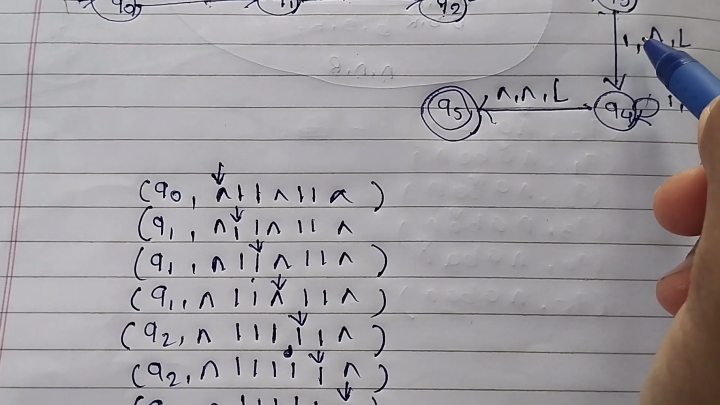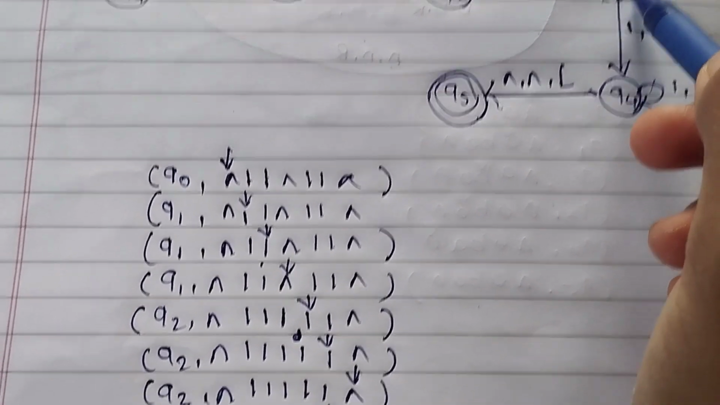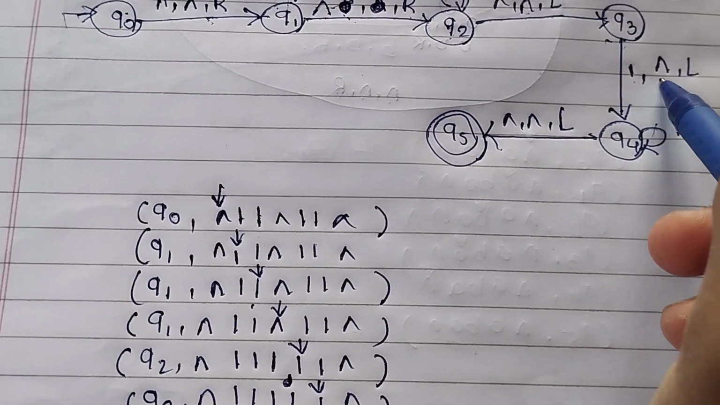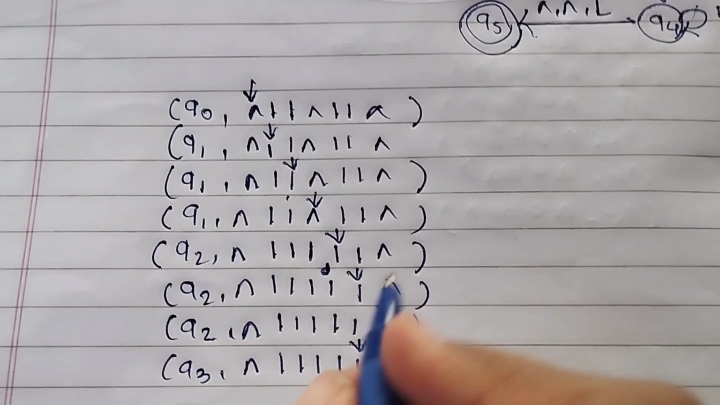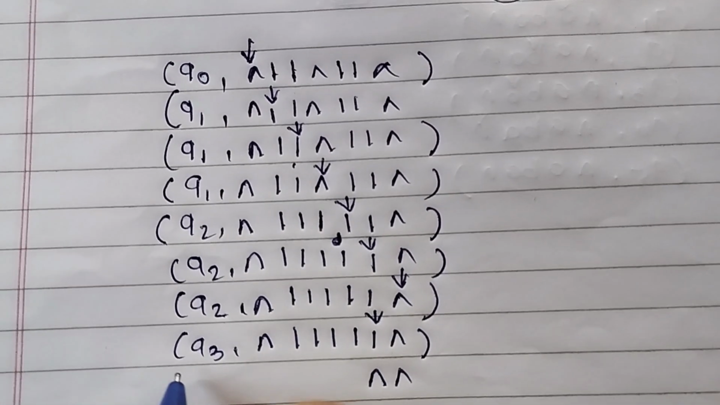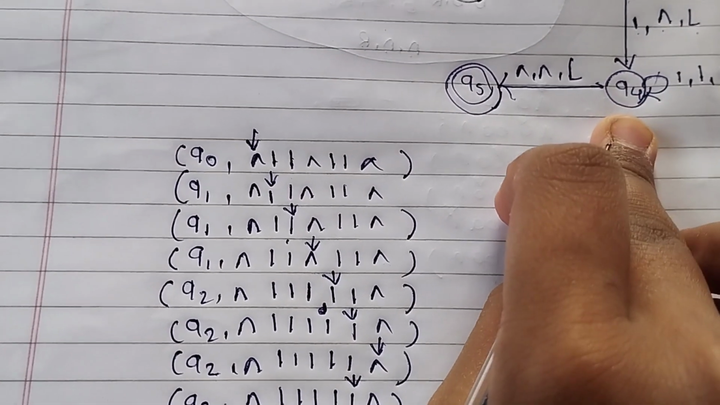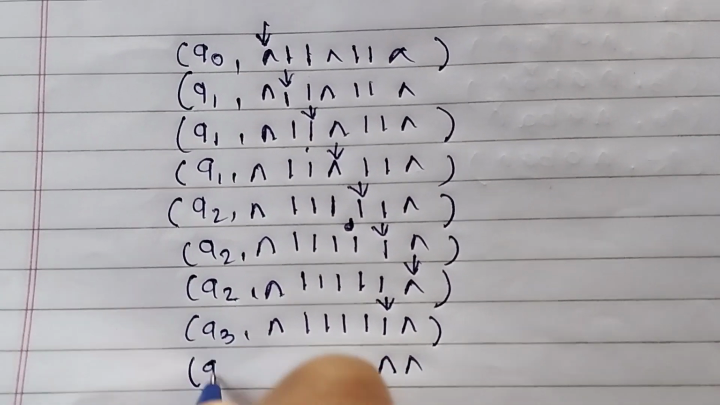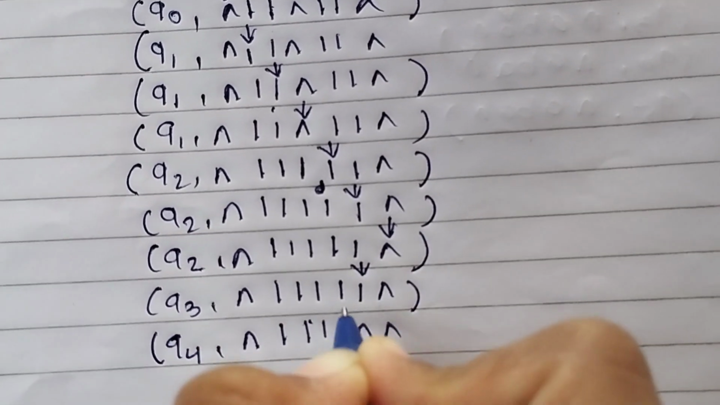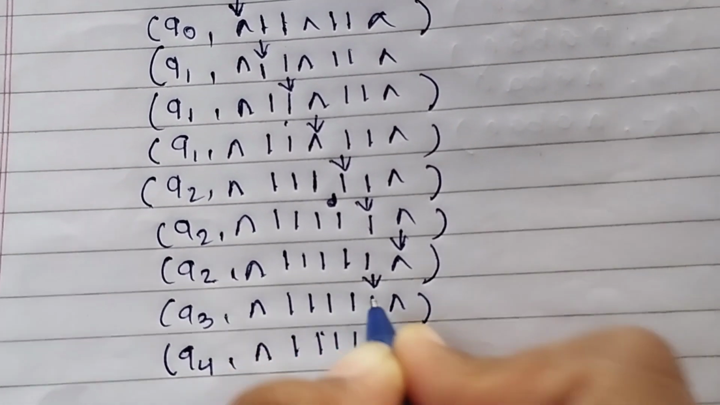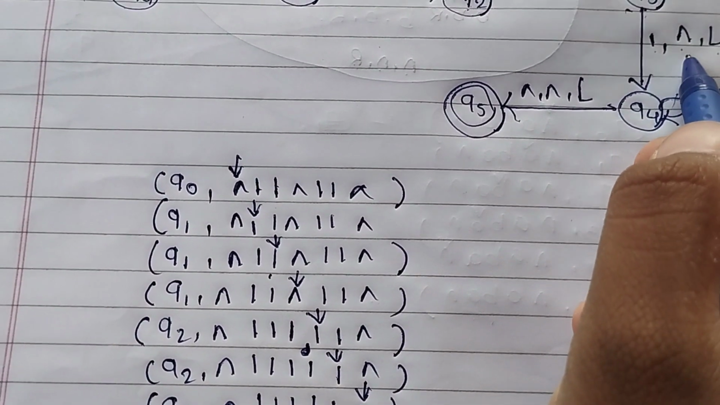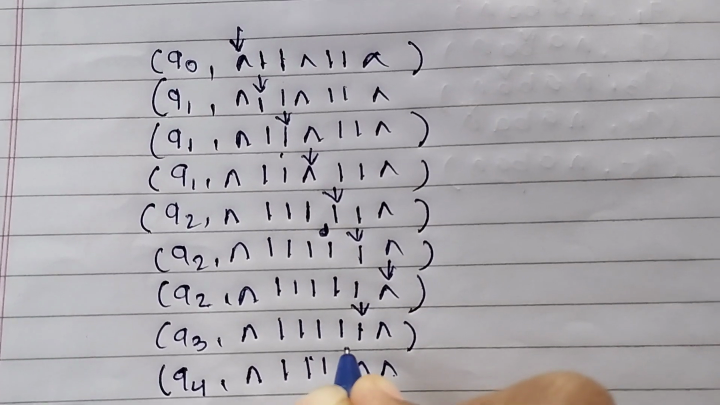After traveling to this Q3, if you read the 1, then this first 1 is converted into the null and move to the left. So this 1 we converted into the null, and then the remaining all as it is, and the state is Q4 state. So in Q4 state, what we do: this null and 1 2 3 4 symbols as it is. This 1 is converted into the null and move to the left side. So we are now here in this state.